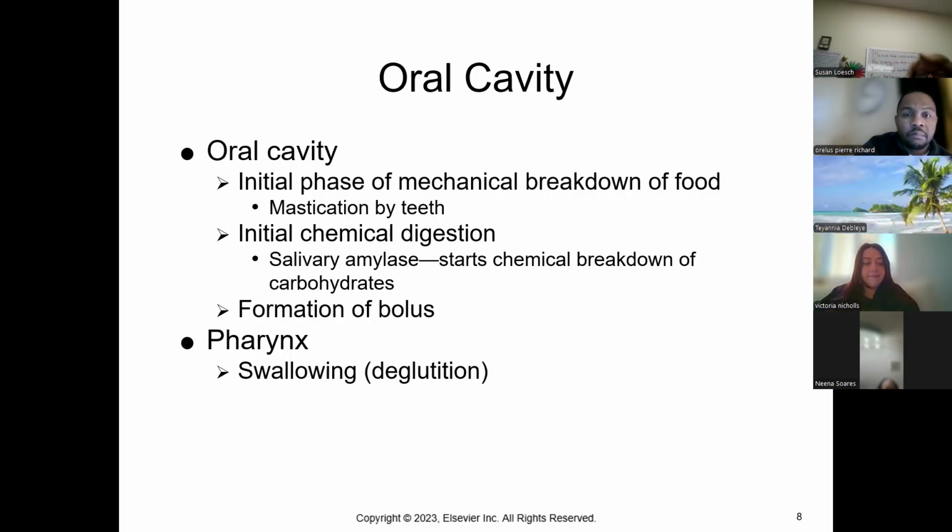All right, oral cavity. This is where that mechanical breakdown starts. Your teeth chew it, which we call mastication. Again, that salivary amylase is going to start to break down the carbohydrates there. There's going to be a bolus there.